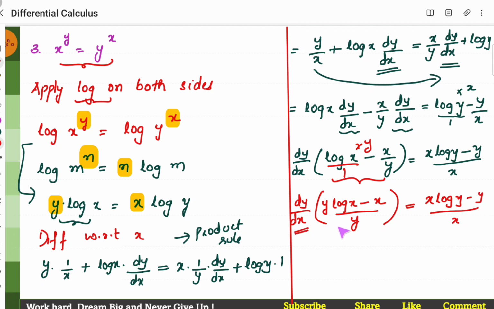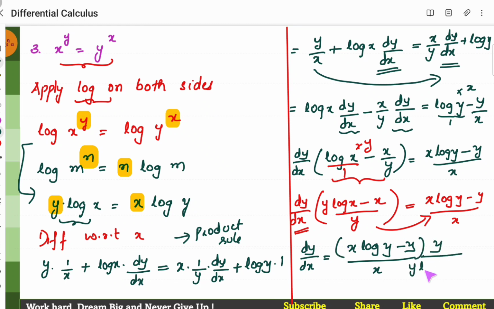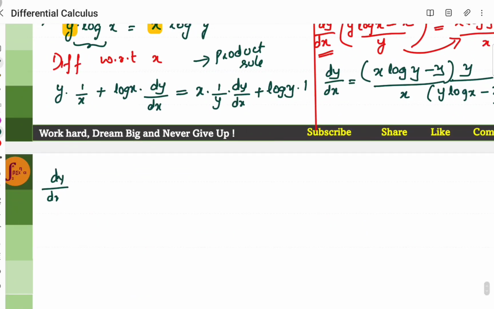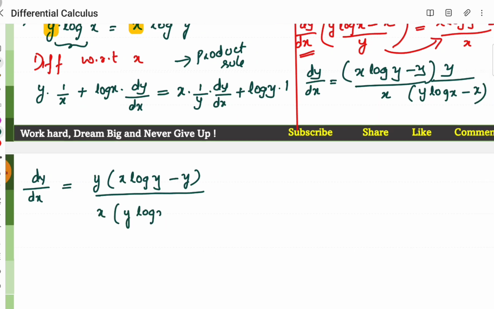Now I'll keep dy by dx here and shift everything else to the other side. So I'll get dy by dx is equal to x log y minus y by x. I'll shift this. So this is going to become y by y log x minus x. This is nothing but dy by dx is equal to y into x log y minus y by x into y log x minus x. So this is the derivative of this function.